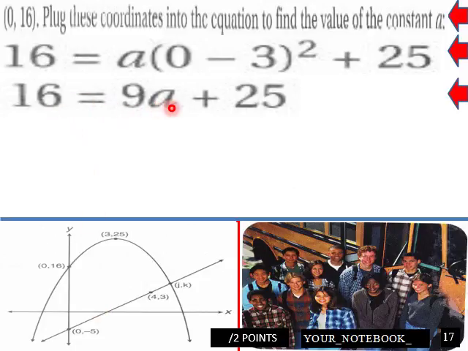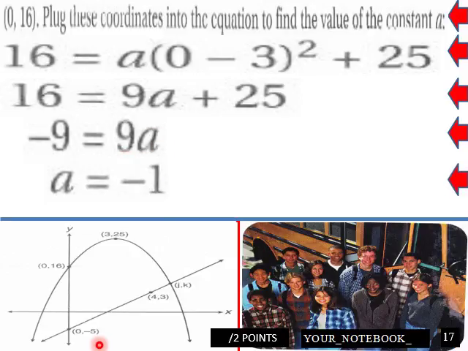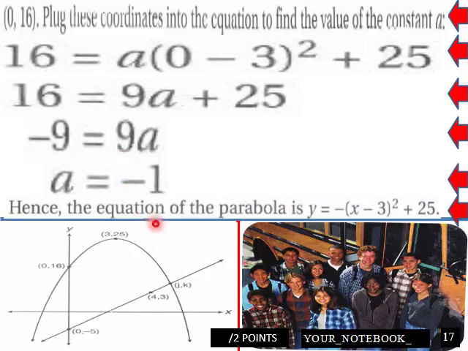So 16 equals 9a plus 25. Negative 9 equals 9a. So a would equal negative 1. Hence, the equation of the parabola is y equals negative (x minus 3) squared plus 20.